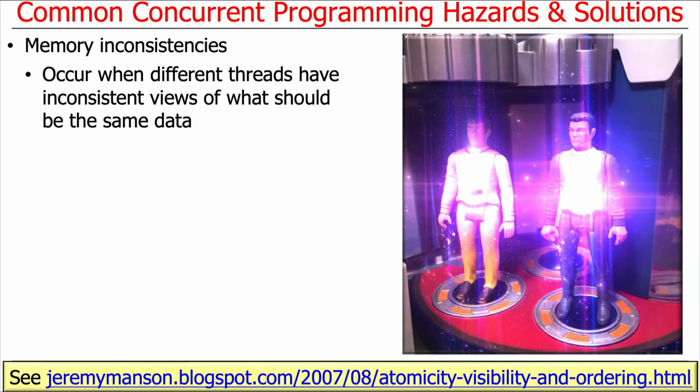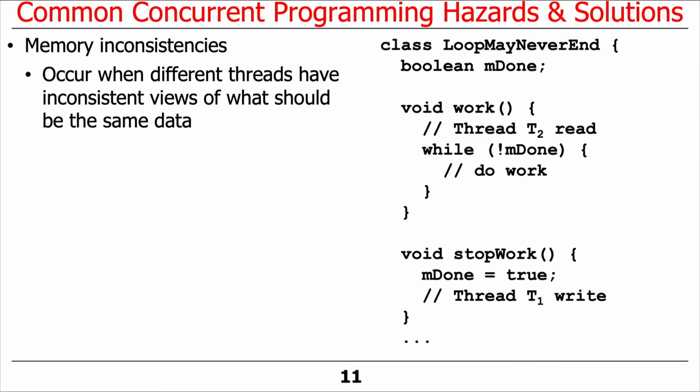Another problem you can run into is so-called memory inconsistencies. These can occur when different threads have inconsistent views of what ought to be the same data. So again, think of the transporter beam in Star Trek, think of disapparating and splinching in Harry Potter and so on. Here's an example to illustrate. This is called loop may never end.